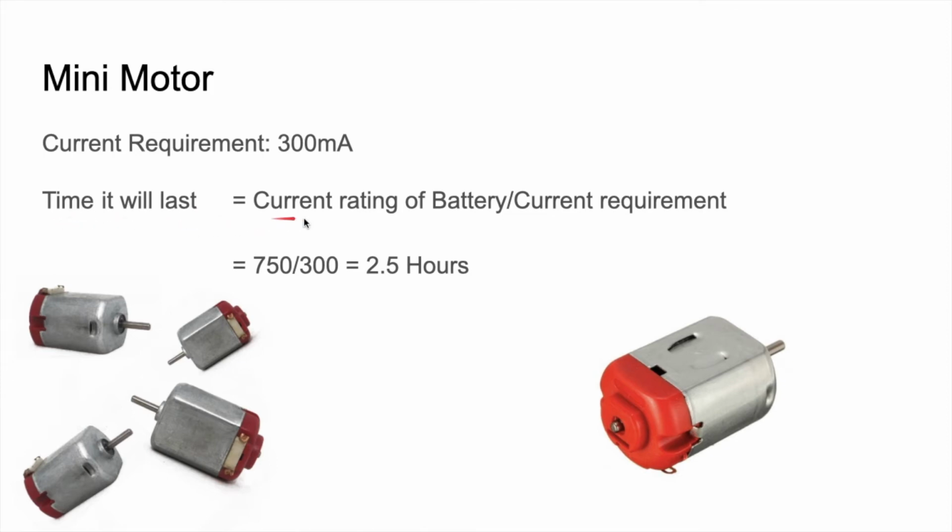Time it will last is equal to the current rating of the battery. Again, we have considered a battery of 750 milliampere hour alone for taking this example. So 750 comes over here divided by the current requirement of this device. Current requirement, directly you can search in Google, current rating of mini motor. You will be getting it as 300 milliampere. So 750 milliampere hour divided by 300 milliampere. So two such batteries will be able to power up a mini motor for 2.5 long straight hours.